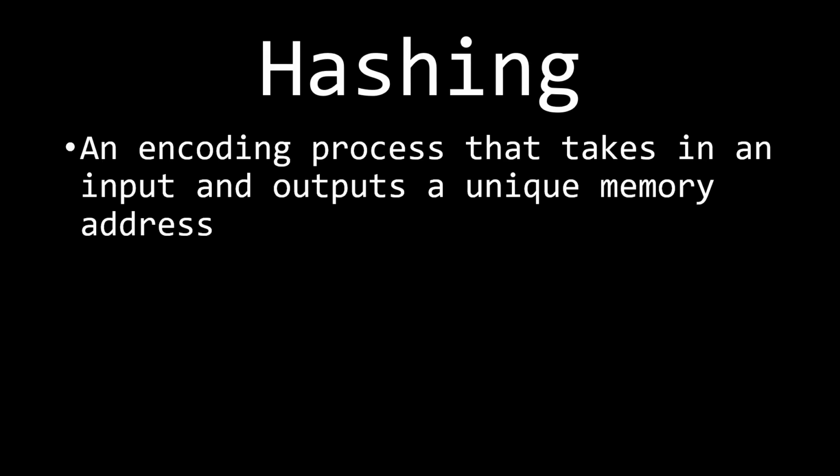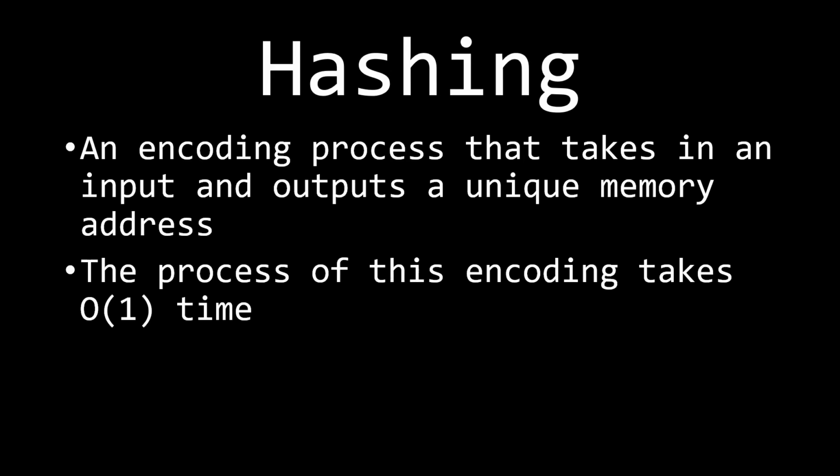So briefly, let's talk about hashing. Hashing is a type of encoding process that takes in an input and outputs a unique memory address. And essentially, the process of this encoding takes around O(1) time. I say approximately or around O(1) time because it might have a few constants here and there that make it a little slower. But in general, we can say that it takes O(1) time to process.